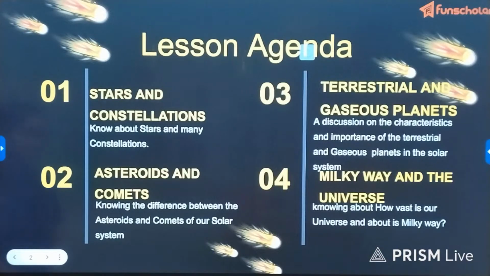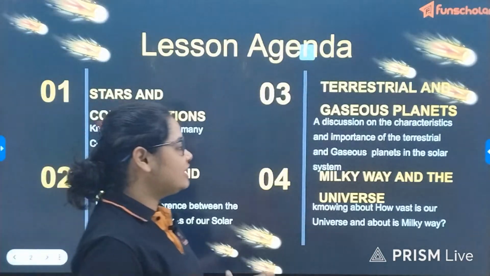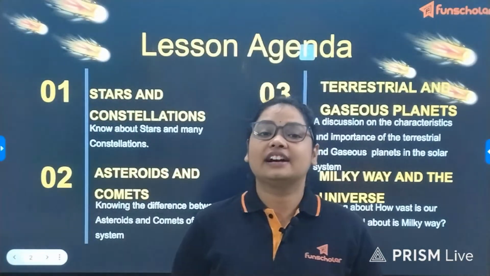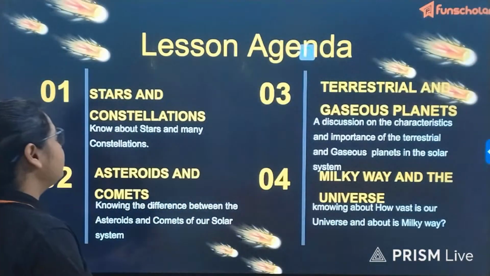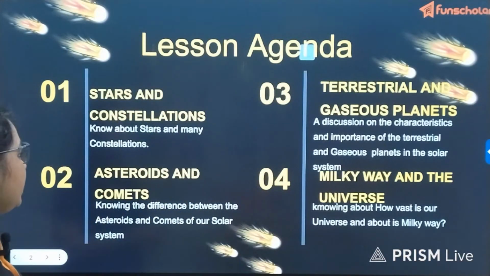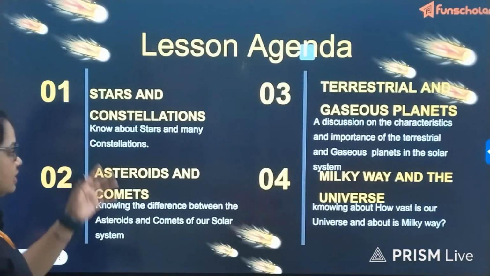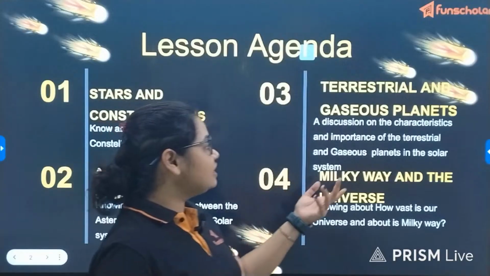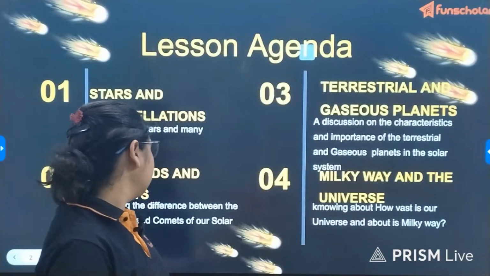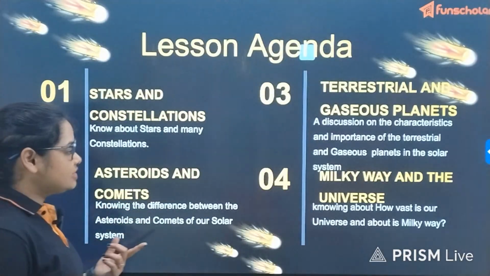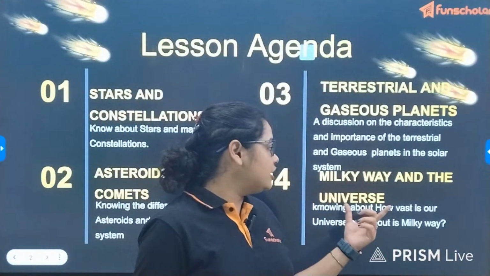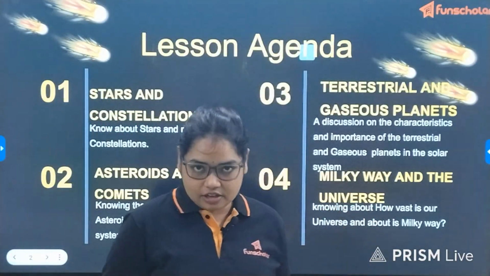This is the lesson agenda, or to put it in simple words, this is the content of the chapter, which shows the basic topics that we are going to deal with. We'll deal with stars and constellations, the terrestrial and gaseous planets, asteroids and comets, and also the Milky Way galaxy and the entire universe.